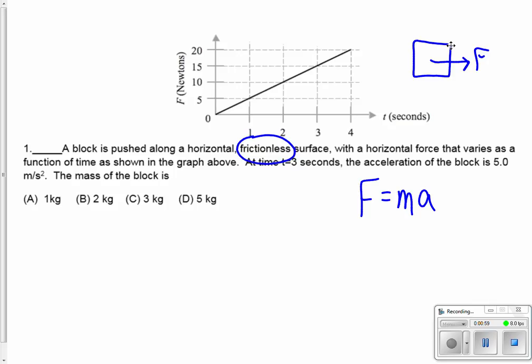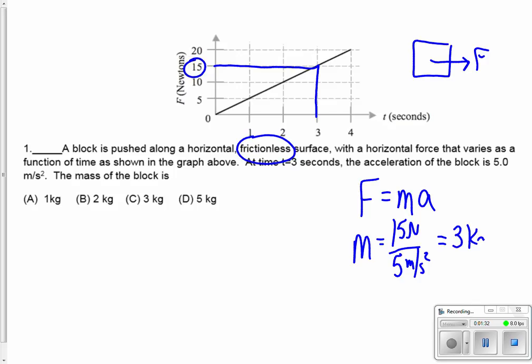What we're given here is a varying force, but it does say that at 3 seconds the acceleration is 5. So we need to look at the graph to see that at 3 seconds we have 15 newtons of force applied. So the mass must equal 15 newtons of force over 5 meters per second squared. A newton over a meter per second squared is equal to kilograms. So that means we must have a mass of 3 kilograms.